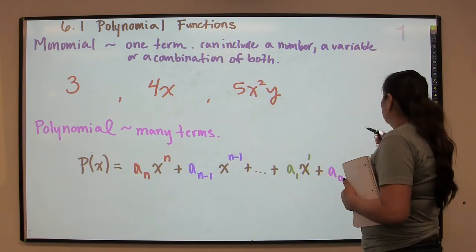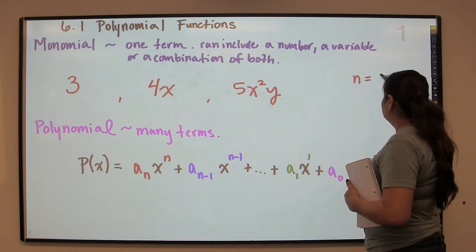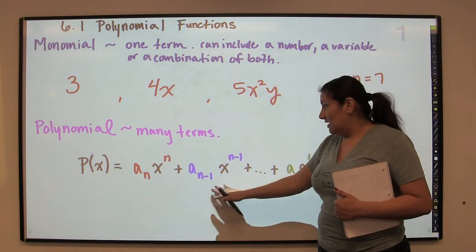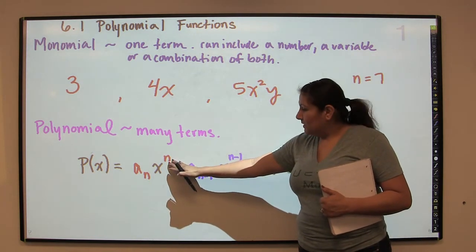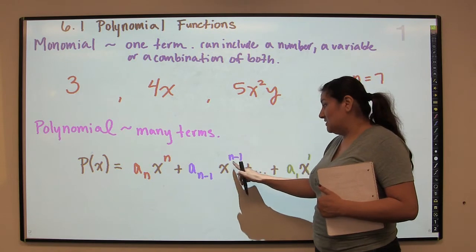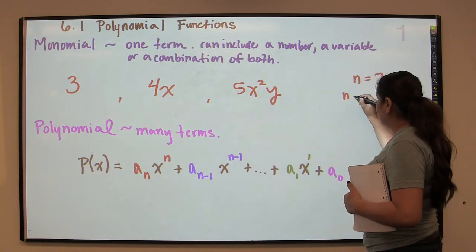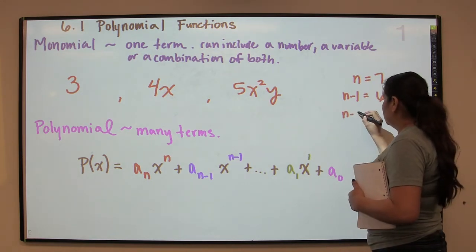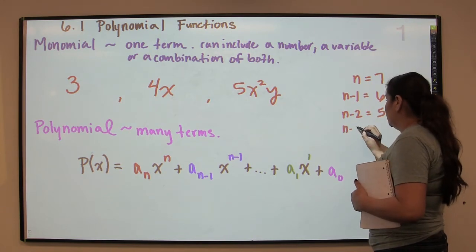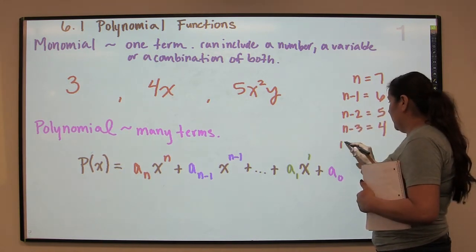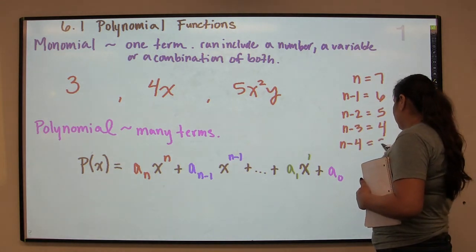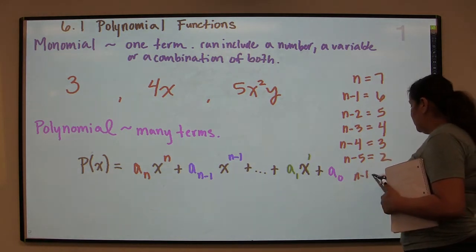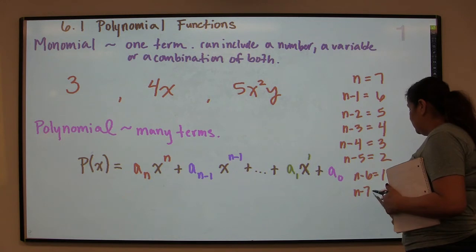For example, let's just suppose that n equaled 7. When you look at this definition, it doesn't have to scare you, because we know that it would be x to the 7th power. The next term would then be x to the 7 minus 1 power. So what is n minus 1? What's 7 minus 1? 6. What's n minus 2? 5. What's n minus 3? 4. What's n minus 4? 3. And this is getting kind of boring now. N minus 5 is 2, n minus 6 is 1, and finally n minus 7 is 0.